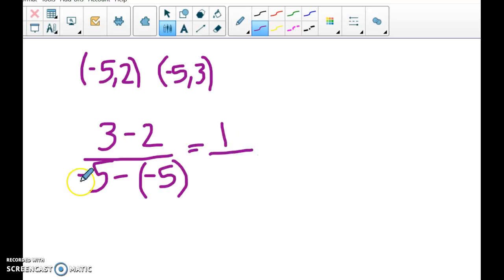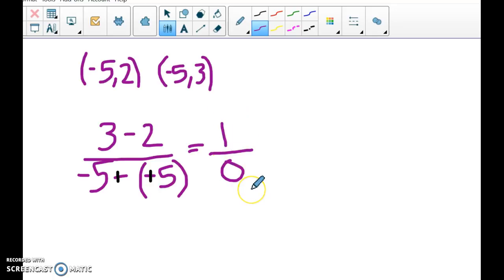And the negative 5 minus negative 5, if I have negative 5 and I take away negative 5, then I don't have anything. If you want to use your integer rules, then it would be keep, change, opposite. So if I have negative 5 plus positive 5, they're going to cancel each other out, and it's going to be 0.